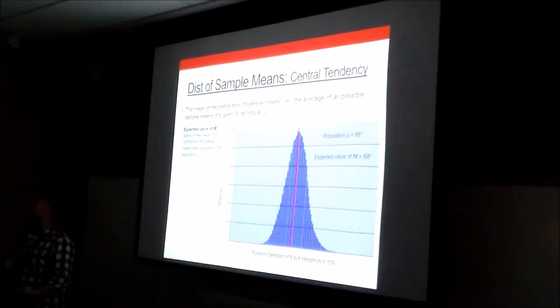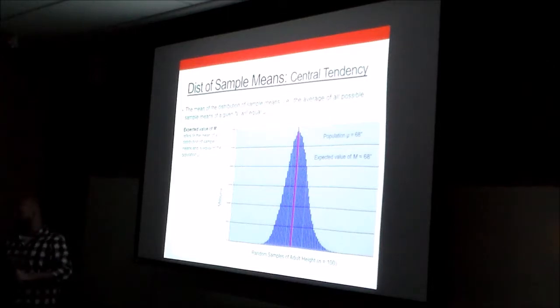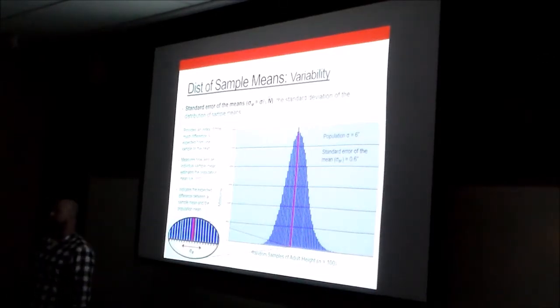And so if we take the average of all possible means that we could get, the average of those means, the expected value of the mean is equal to the population mean. This starts to become important from a mathematical standpoint. This is what all of our statistics are based on, right? So we talked about central tendency, and then we talked about variability of our distribution of sampling means, right?